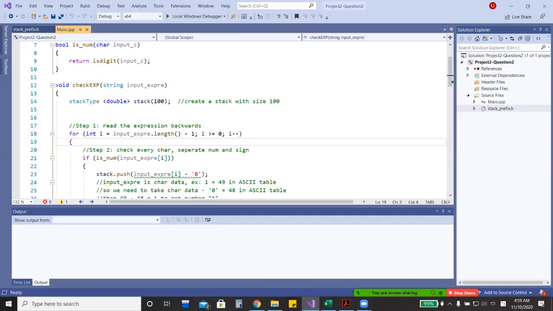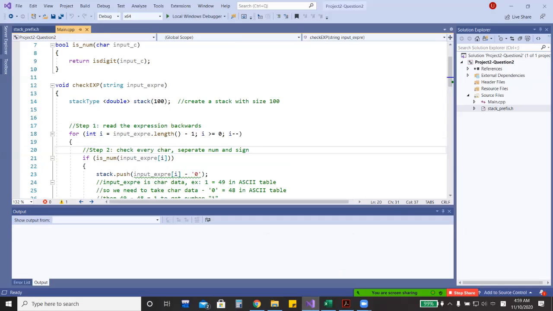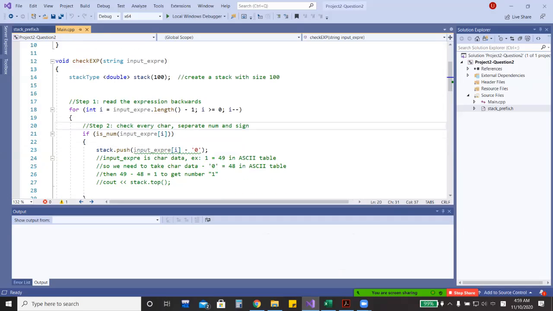So that gives me the idea that if I want to deal with this prefix, the first step is just to read the expression backwards. If I read backwards, I just use a for loop, but I will start the position from length minus 1, because remember I took the expression as a string.